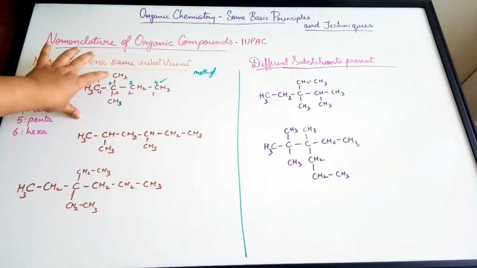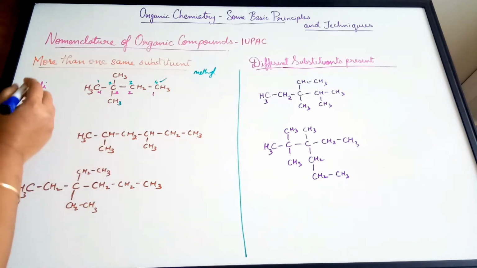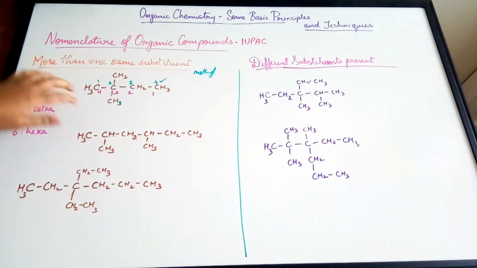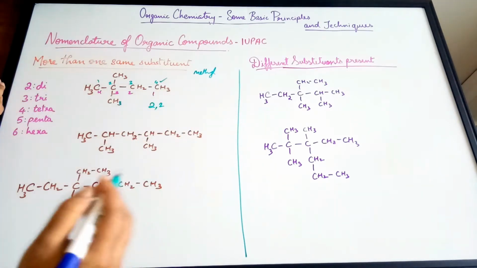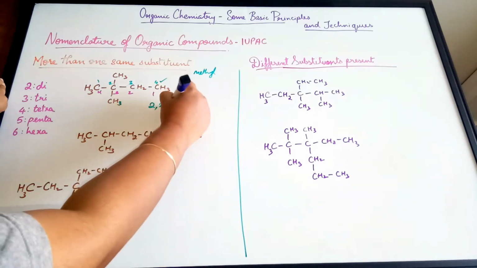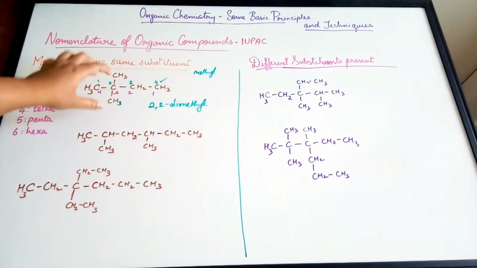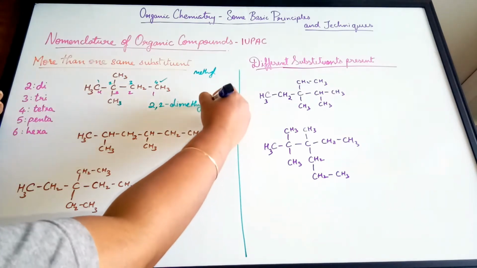Now, in this compound, you have 2 methyl groups, which also has to be denoted. So we will use di for 2, tri for 3, tetra for 4, penta for 5, hexa for 6, and so on. Here we have 2 methyl groups, and first of all it's in the second position. So 2,2-dimethyl. So these 2 are denoted. Then since this particular compound has 4 carbon atoms, butane.